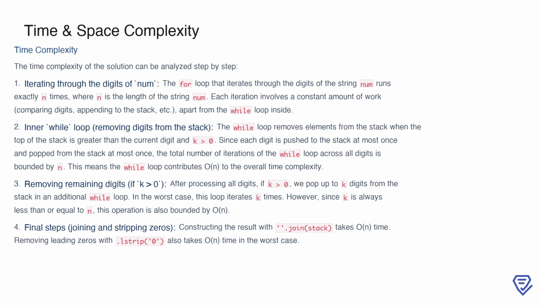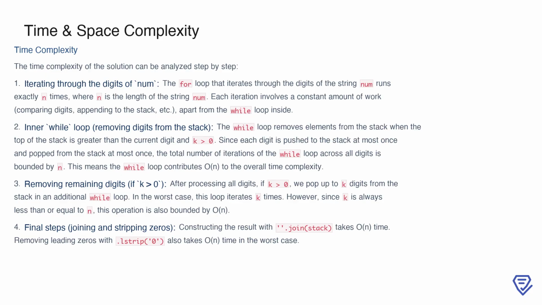First, the for loop iterates through all the digits in the string number, which has a length of n. Each iteration involves basic operations like comparing digits or appending to the stack, all of which take constant time. This loop runs exactly n times. Next, we have the inner while loop. This loop pops digits from the stack whenever the top of the stack is larger than the current digit and k is greater than 0.